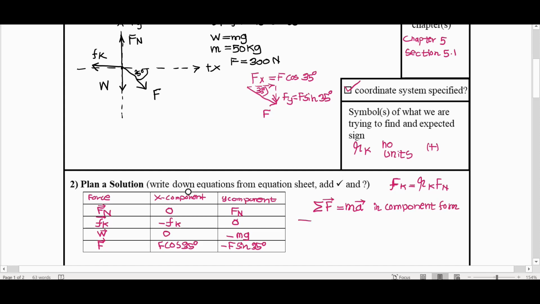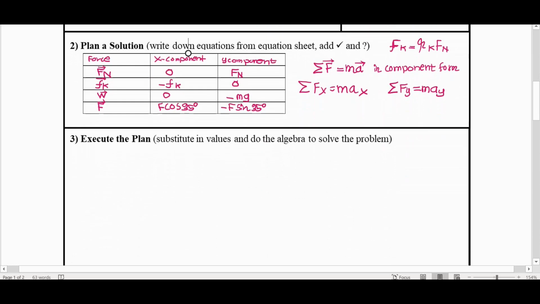So net force in x direction is equal to mass times acceleration in x direction. We have to look at all the forces acting in x direction. And then net force in y direction is equal to mass times acceleration in y direction. So now we have the equations and now we can execute our plan.